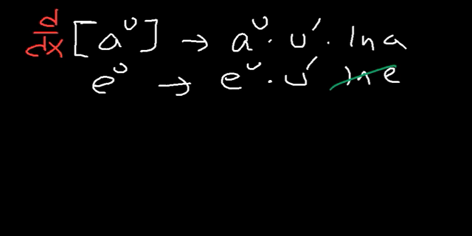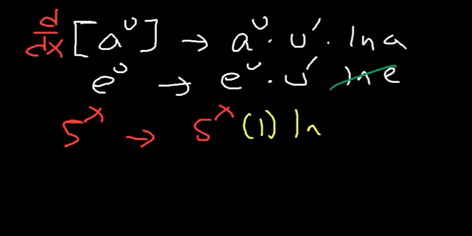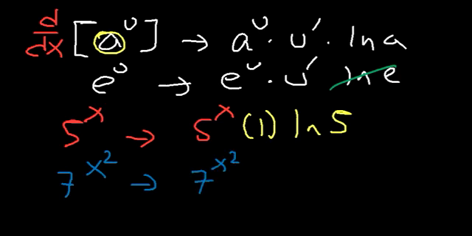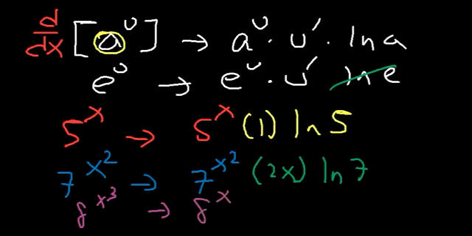So let's say if we wish to differentiate, for example, 5 to the x, it's going to be the same thing: 5 to the x times the derivative of x, which is 1, and then times ln 5, ln of the base. So let's say if we wish to differentiate 7 to the x squared, it's going to be 7 to the x squared times the derivative of x squared, which is 2x, and then ln 7. So the derivative of 8 to the x cubed is going to be the same thing: 8 to the x cubed times the derivative of x cubed, which is 3x squared, and then ln 8.